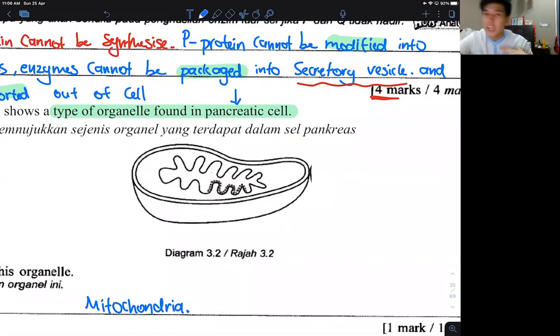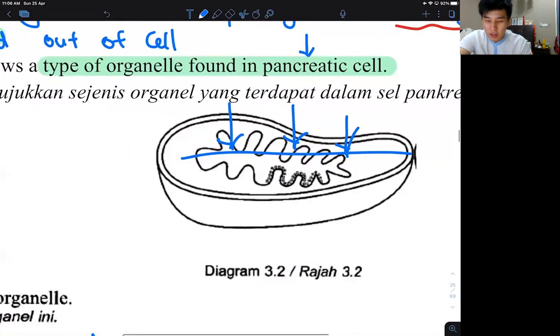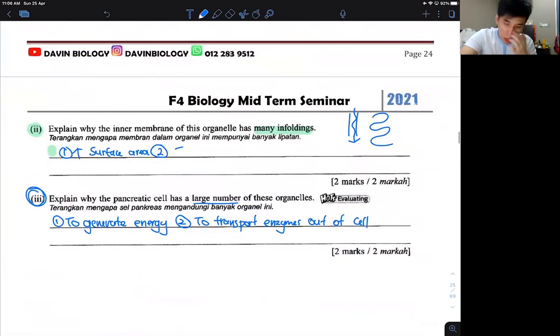To produce more energy, you need to carry out cellular respiration. So we mention the process first. If it's like this, you carry out respiration on a very small surface area only. If like this, you can carry out a lot more here. So you can say: increase the rate of cellular respiration to produce more energy.